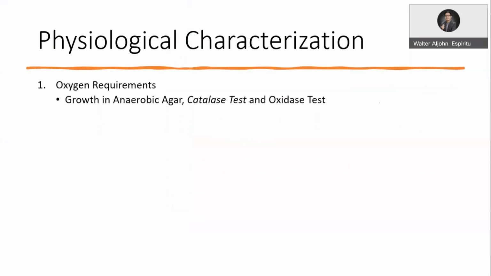For physiological characterization, we have multiple things to assess. First is their oxygen requirements. Are your bacteria capable of using oxygen? Here we have different types of tests. We have the anaerobic assessment, so growth in an anaerobic jar. We have also the catalase test and the oxidase test. For osmotic and temperature requirements, you will be assessing the growth of bacteria in different concentrations of salt as well as sugars, as well as their growth in different temperatures.